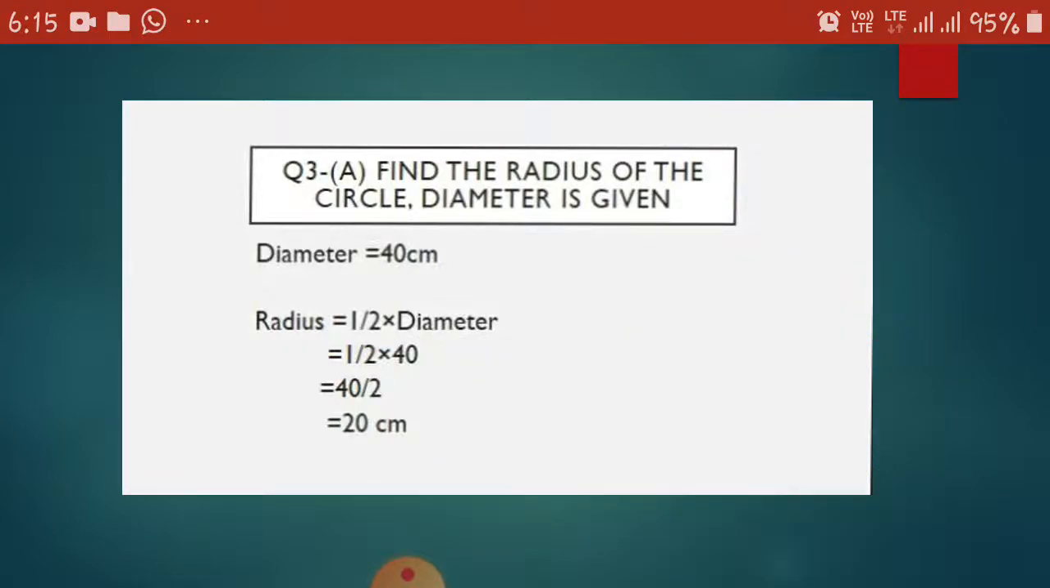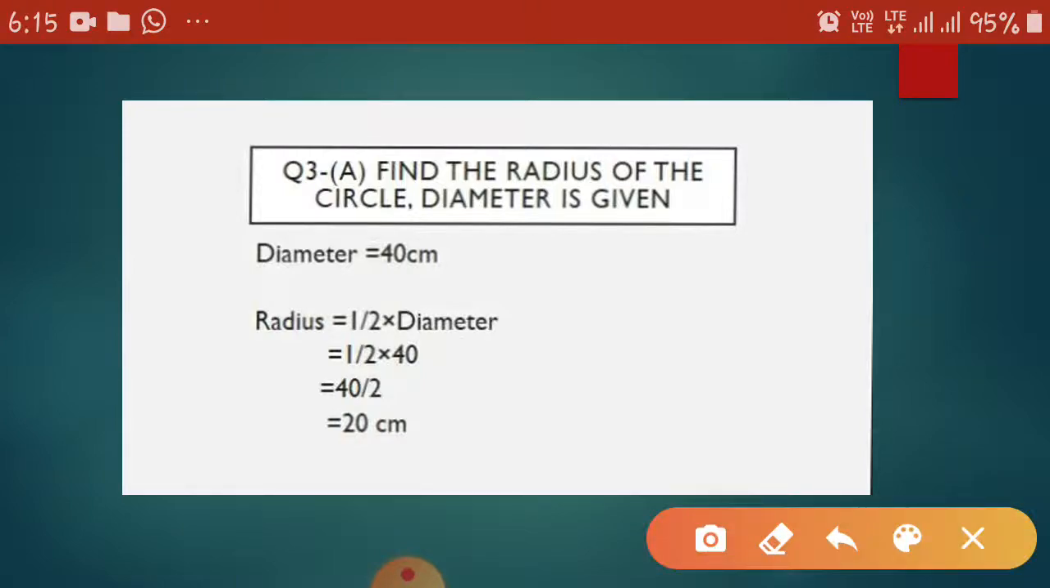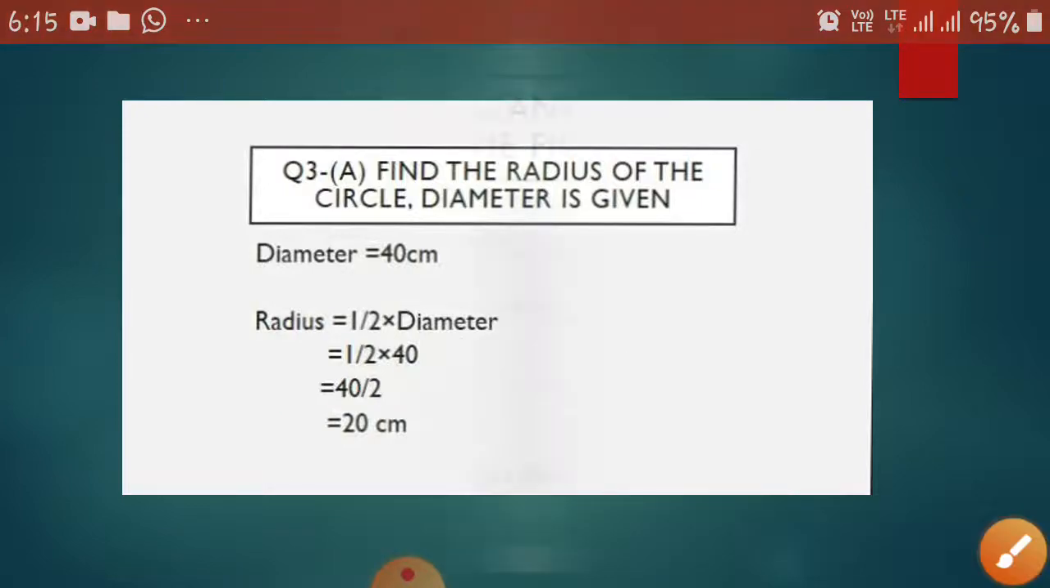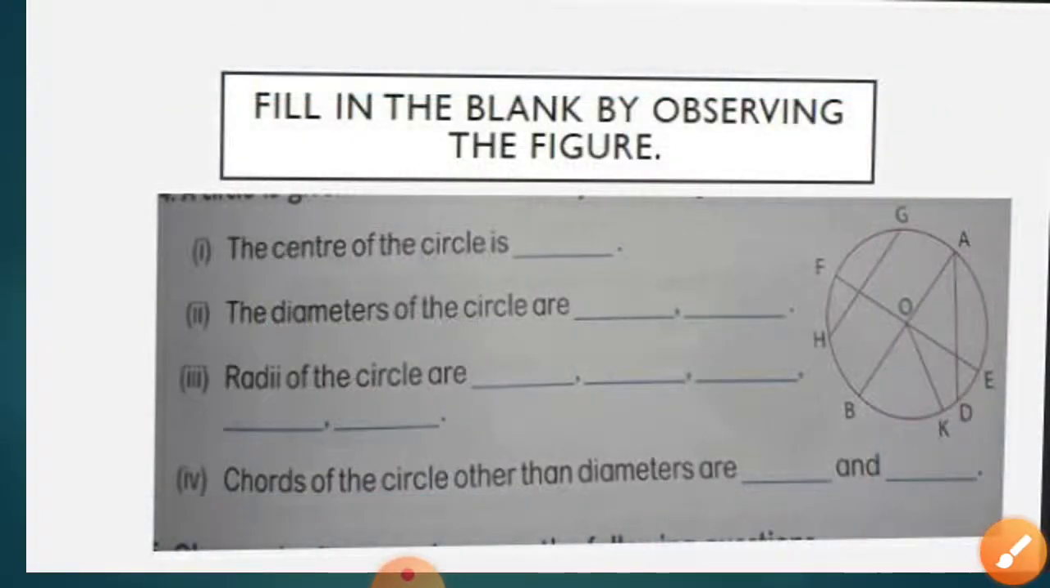20 centimeter. That means the radius of the circle is 20 centimeter. Now one more example I want to show you. This is based on the parts of the circle. We already understood in our previous video what is circle, what is center of the circle, what is diameter, chord, radius. So this is based on all these topics.